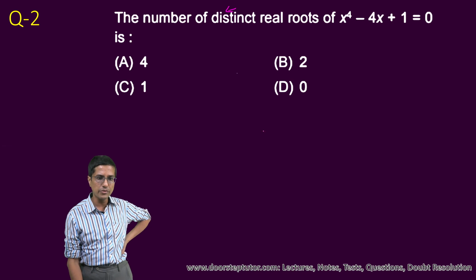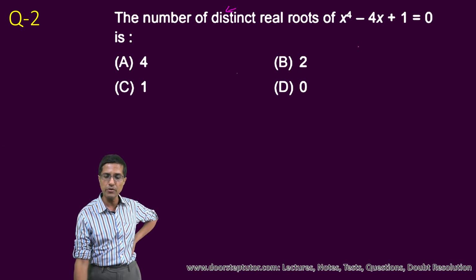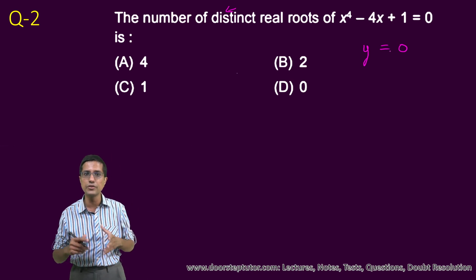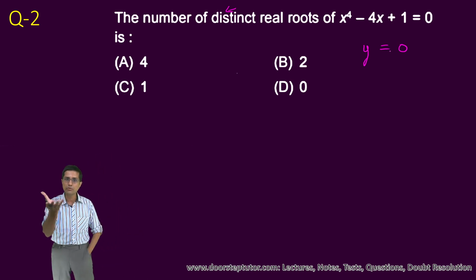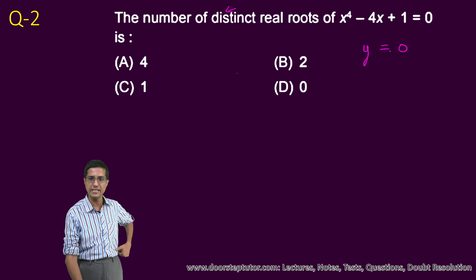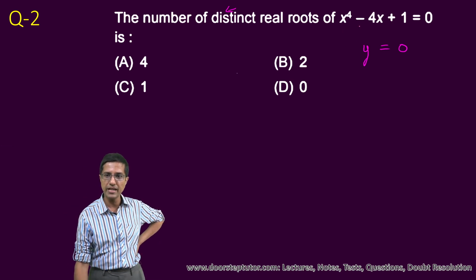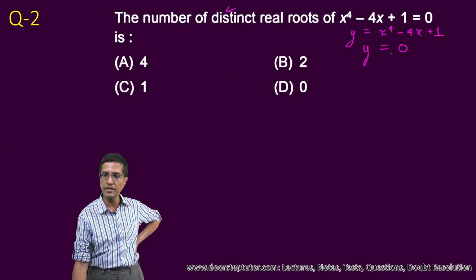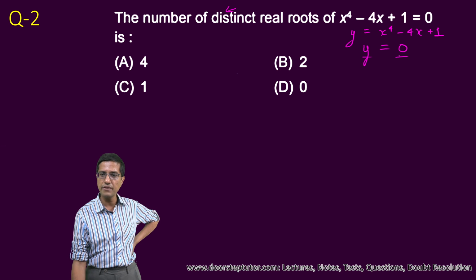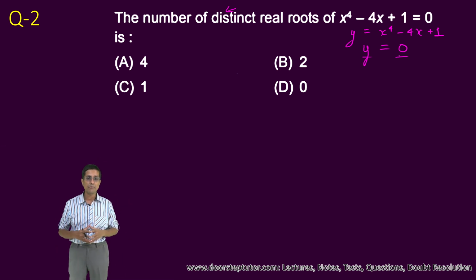The roots are of course those points where this function crosses the value of 0, where y is equal to 0. Let's say this is f(x), or this function I call y. So if y is equal to x to the power 4 minus 4x plus 1, then the roots are when y is equal to 0. Now I have to find how many roots are there.